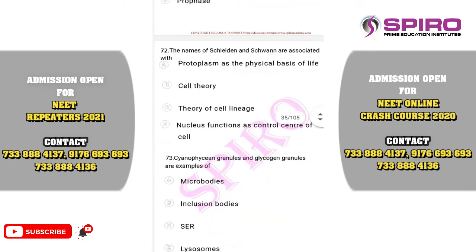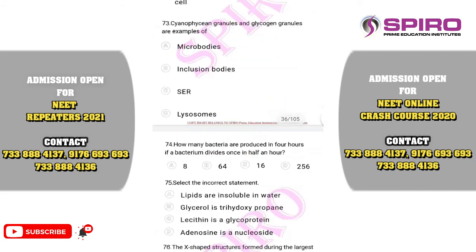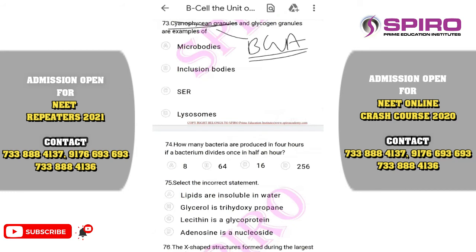The names of Schleiden and Schwann are associated with the cell theory. In the year 1838 and 39, both of them proposed the cell theory, which states that the cell is the basic structural and functional unit of living organisms. Cyanophycean granules and glycogen granules are examples of non-membrane inclusion bodies present in cyanobacteria. These inclusion bodies are present in certain bacteria. So the correct option is option B.